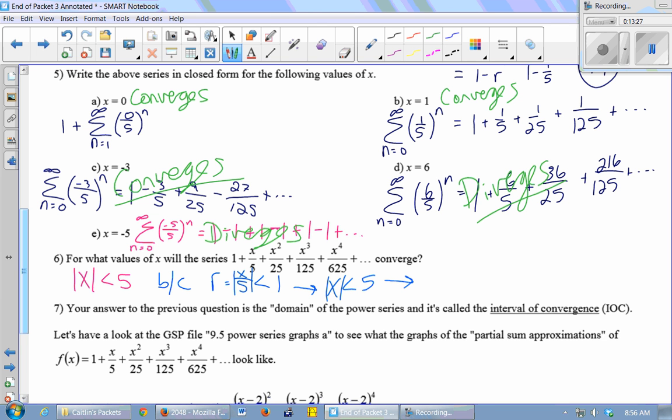Yeah, say louder. -5 to 5. So that's an interval, right? Or I could write it in interval notation, -5 to 5, right? So that's an interval of x values that will make that series converge. It's called the interval of convergence.